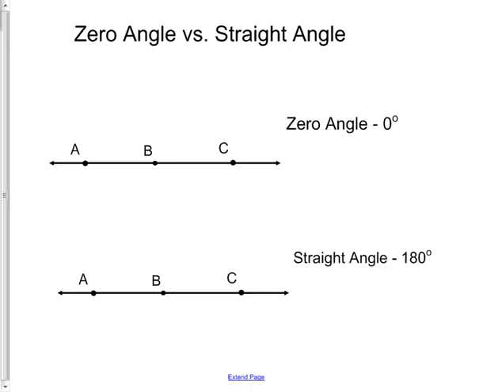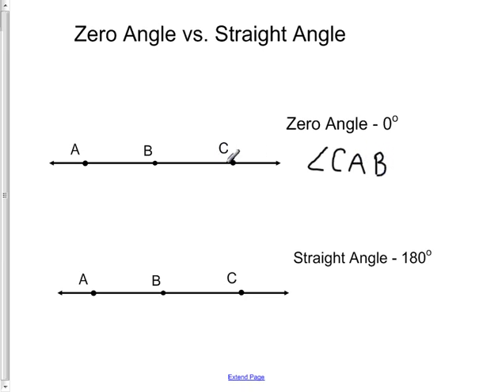All right. Zero angles and straight angles, these are often confused for one another. And they're kind of hard to identify which one's which. Hopefully I can help clarify that here. So a zero angle is an angle that measures 0 degrees. So an example would be angle CAB.